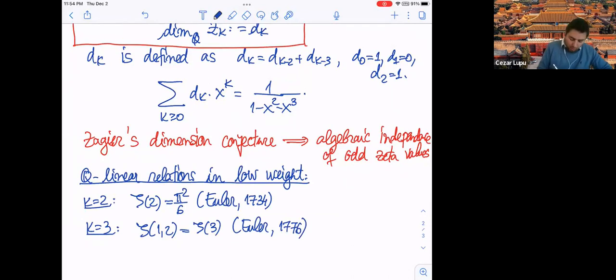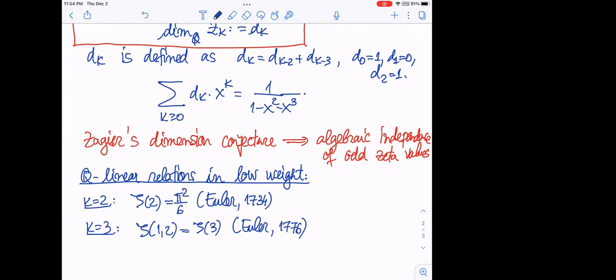And in weight 4, we have these values. So let's put them together. All right. You can still hear me, I hope.